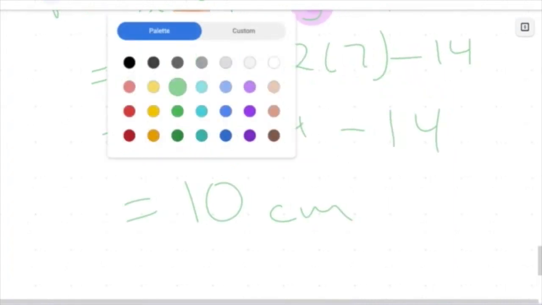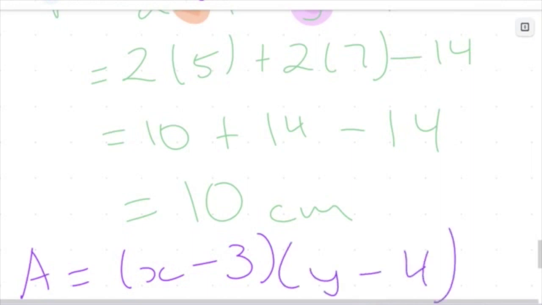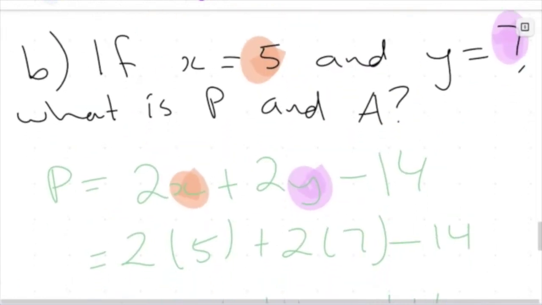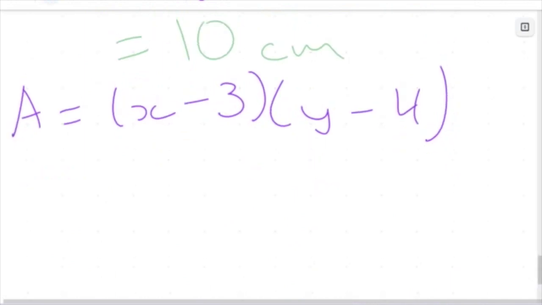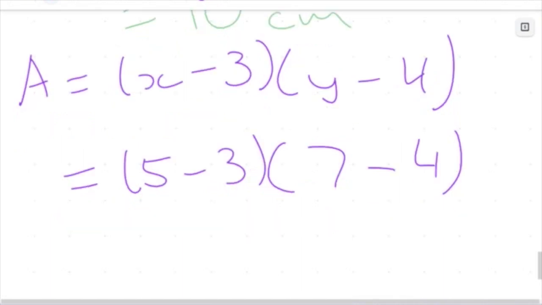And I can do the same for the area. Because my expression for the area was x minus 3, y minus 4. And I already have values that I've given you for x and y. So, in the same way that I did with my perimeter, all I need to do is substitute them into here. In the place of x, I'm going to substitute 5. So I have 5 minus 3. In the place of y, I'm going to substitute 7. So I have 7 minus 4.